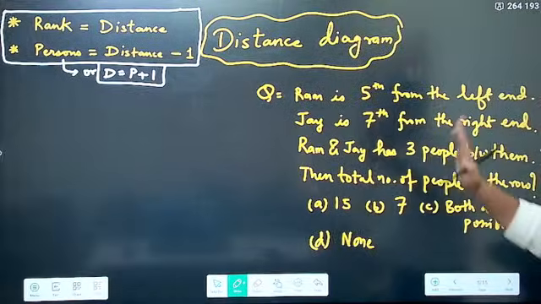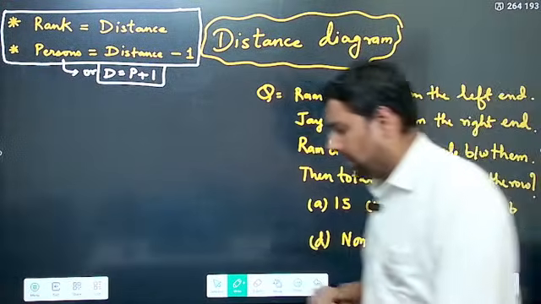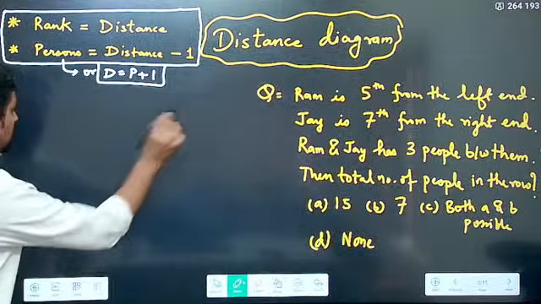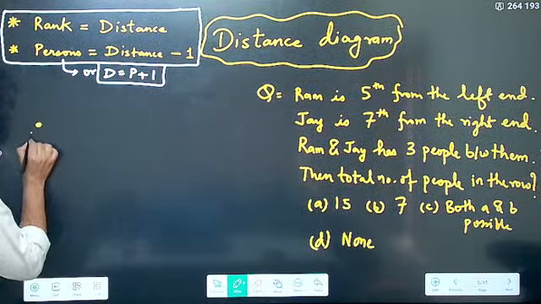Now the Ram is fifth from the left end. Now first thing, how do I draw this? So I draw it, this is left end.